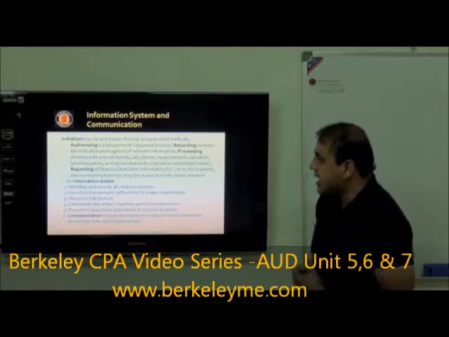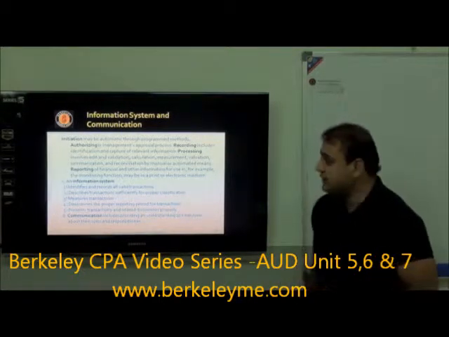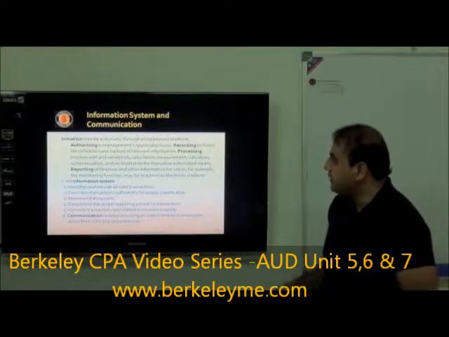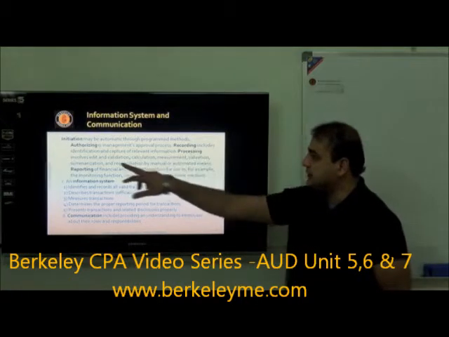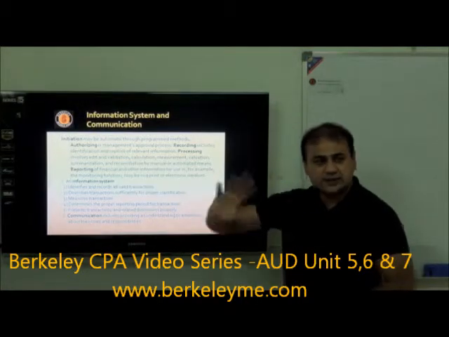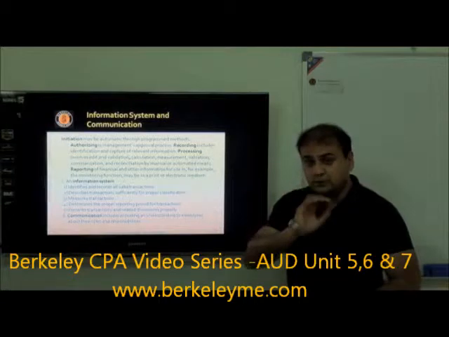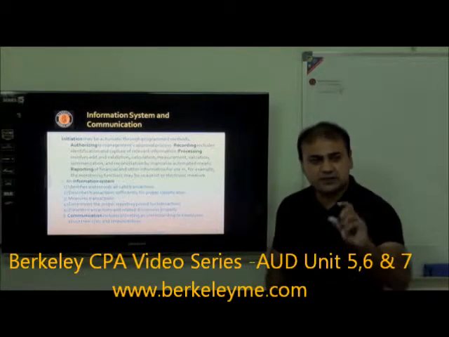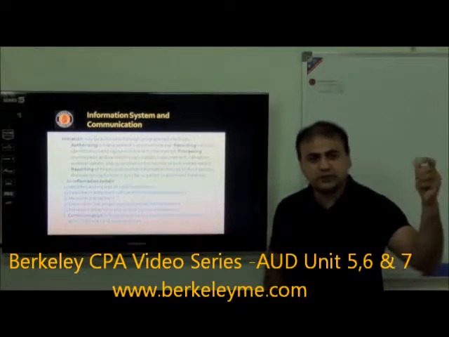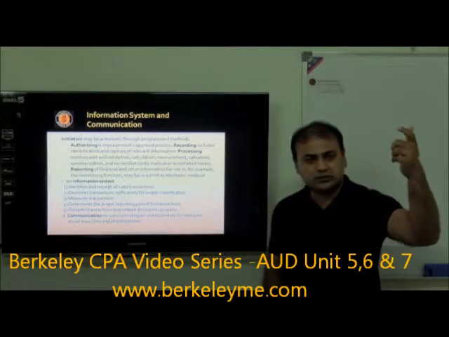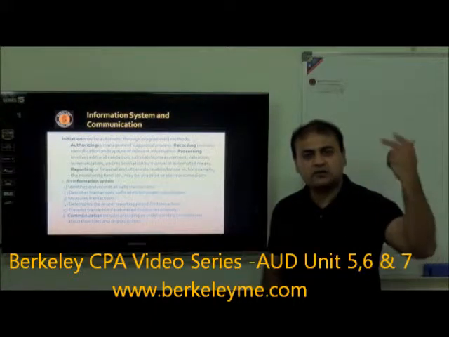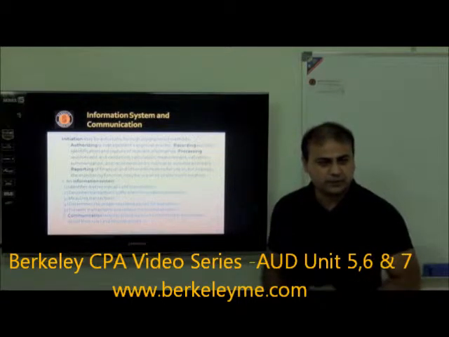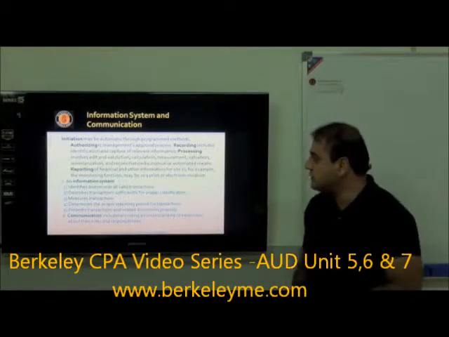Now let's discuss the I from the COSO word, that is information system and communication. Initiation may be automatic through program and method. Authorization is required on certain levels. Suppose you are going to purchase something: $5,000 you can purchase. $10,000 you need a manager. $20,000 you need the general manager to be involved. And for $50,000 and above, you have to take approval from the management. These are the authorization levels.